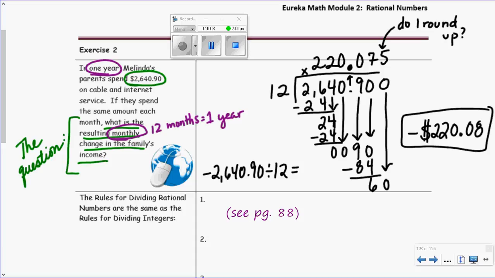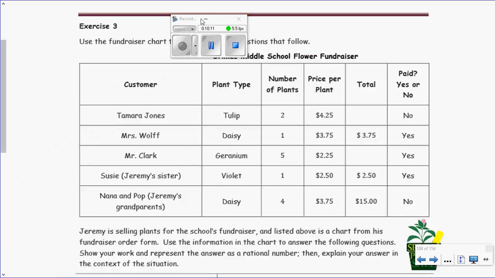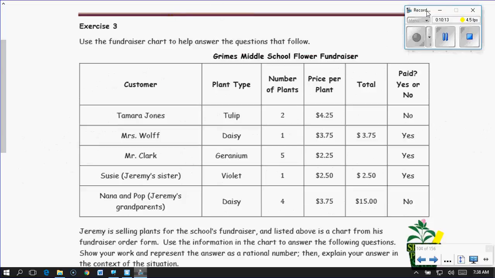Okay, on page 90, we're talking about exercise 3. If you have ever been a part of a fundraiser, you know that sometimes you have to keep track of it. So if you're in like a sport, or maybe even you've bought something from a fundraiser, like Girl Scout cookies, or the magazine drive at school, those kinds of things. So anytime that you see something like that, there's going to be what's called an order form. So that's what we're looking at here.